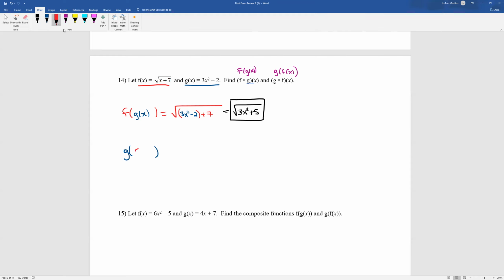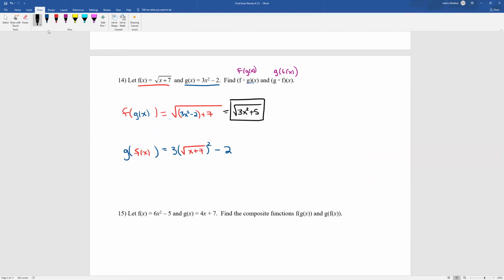So g function with the input being f. I go to my g function first and I say, okay, I need to know what that looks like before we plug anything into it. So that's 3 blank squared minus 2. The input is my blank. And then I'm plugging into the input the f of x function. So that's going to be square root of x plus 7.